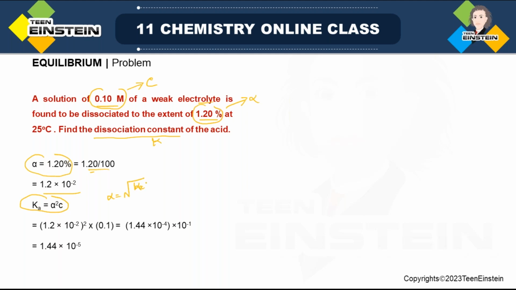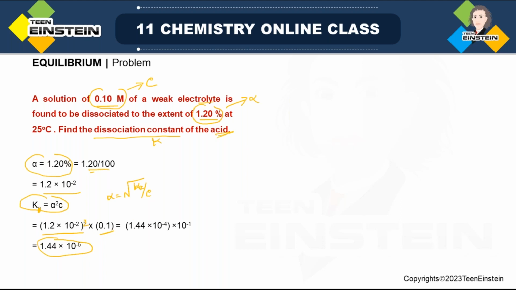You can also write it as Ka by C, but better we do not use any subscript because we do not know whether it is acid or base. So K is equal to alpha square and C. This is the value of alpha, squared, and the C value is 0.1 molar, which is given. So after calculation, we get the final value, the dissociation constant of the acid.